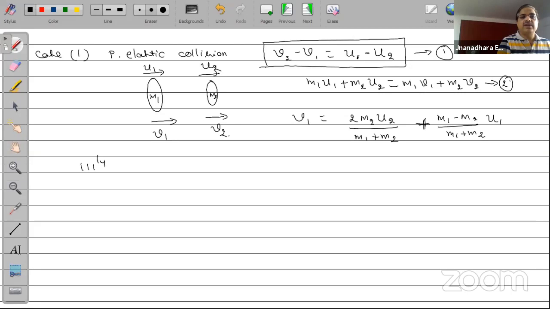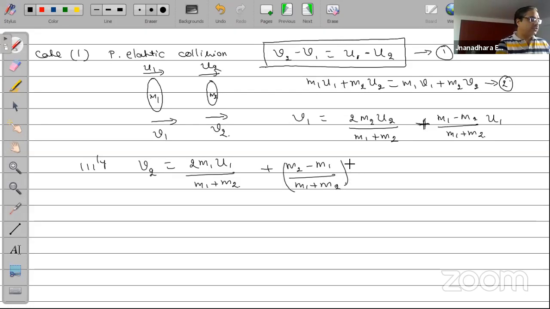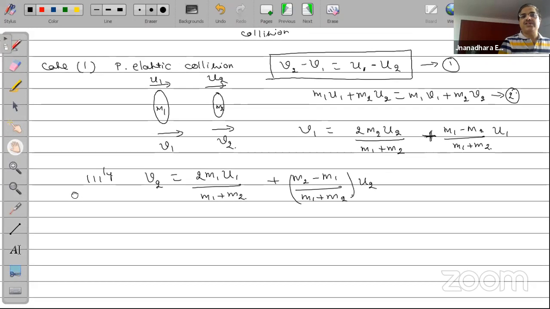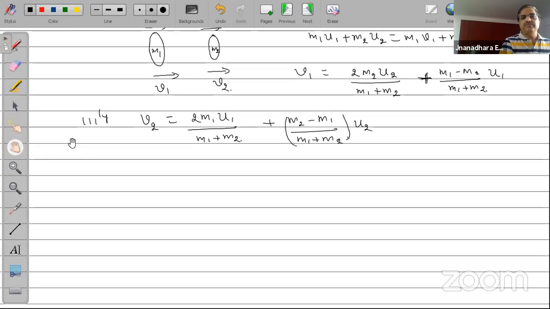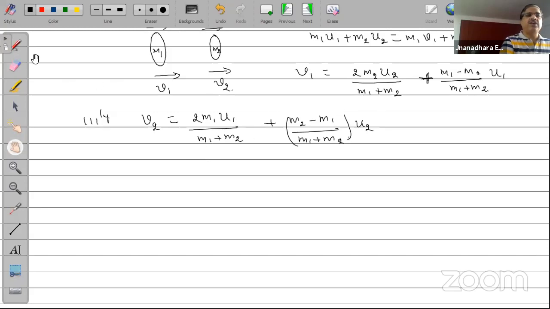Similarly, v2 will be given as 2 m1 u1 by m1 plus m2, plus m2 minus m1 by m1 plus m2 into u2. So this is for case 1, which is called perfect elastic collision, or simply elastic collision. These two expressions are going to be very, very useful.